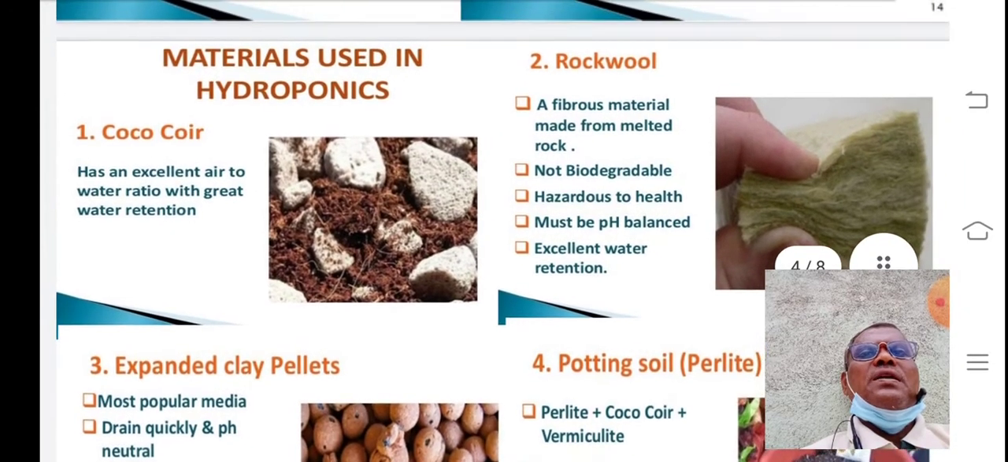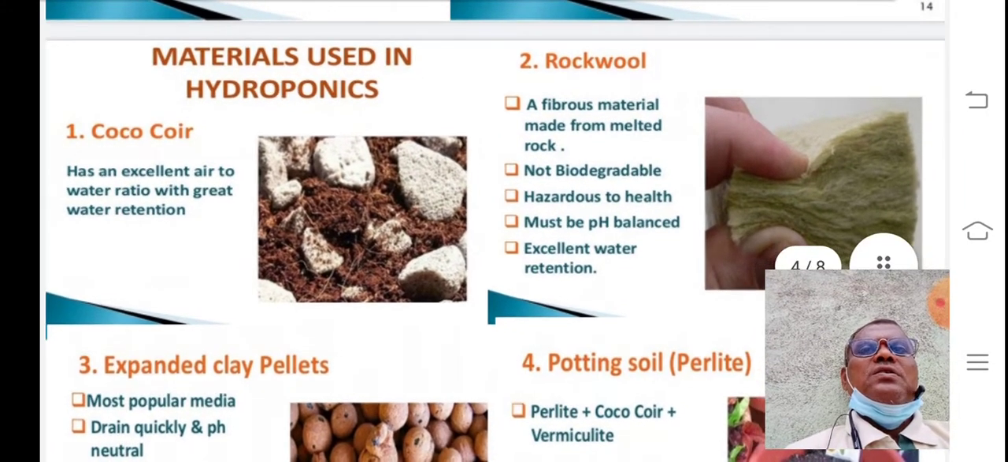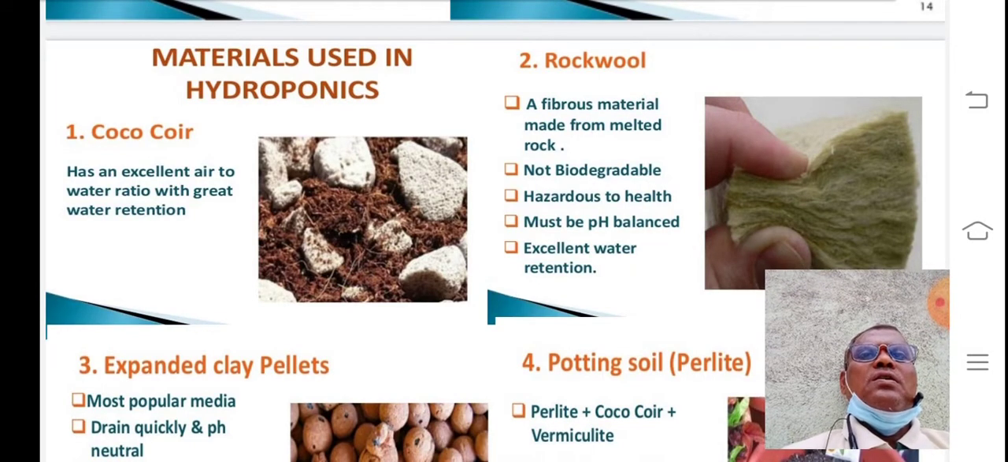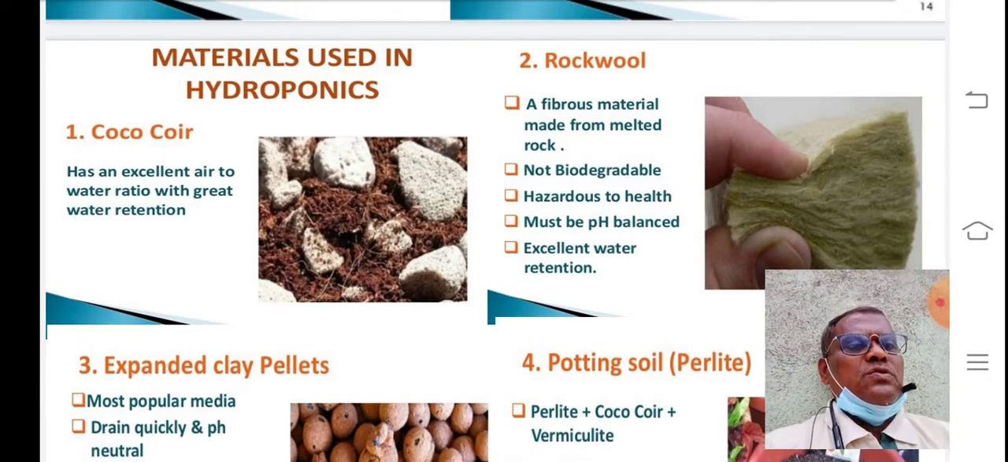Cocoa coir means from the coconut husk, right? So it has an excellent air to water ratio with great water retention. So water is also retained, and excess is removed from this one.